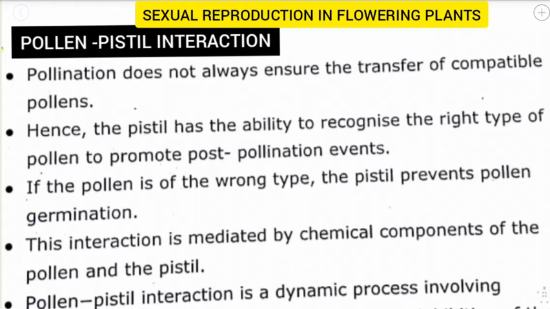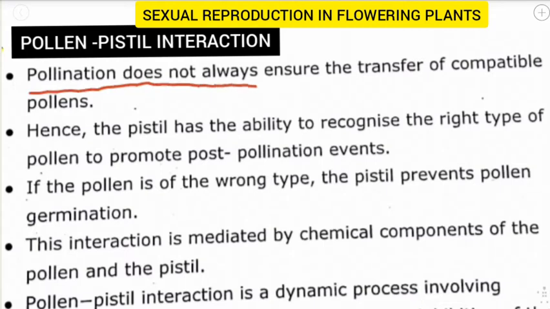So what happens? The pistil has the ability to recognize the correct type of pollen so that it can promote further germination, right? What happens if it is the wrong type? Then the pistil will prevent the germination. This is the very easy process of pollen-pistil interaction.